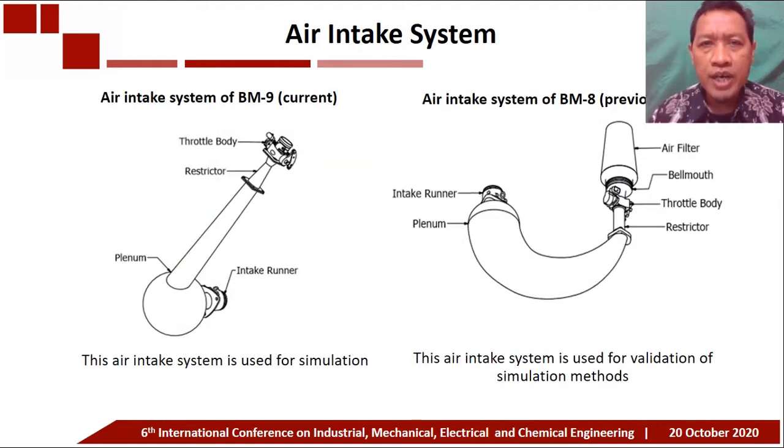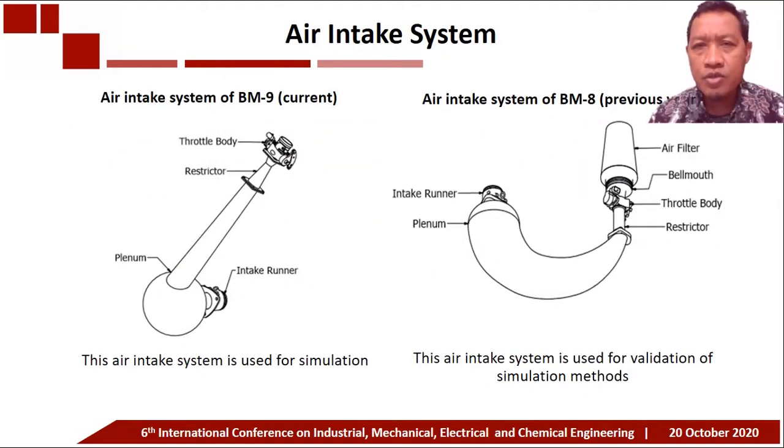This picture shows the air intake system. The right picture shows the air intake system of BM8, or the air intake used in previous years. This air intake system is used for validation of the simulation method. The left picture shows the air intake system of BM9, or the air intake used in the current year. This air intake system is used for simulation. The air intake system consists of air filter, bellmouth, throttle body, restrictor, plenum, and intake runner.